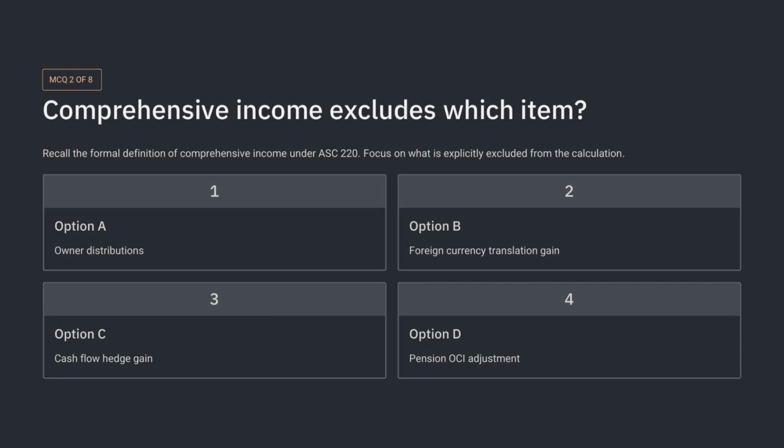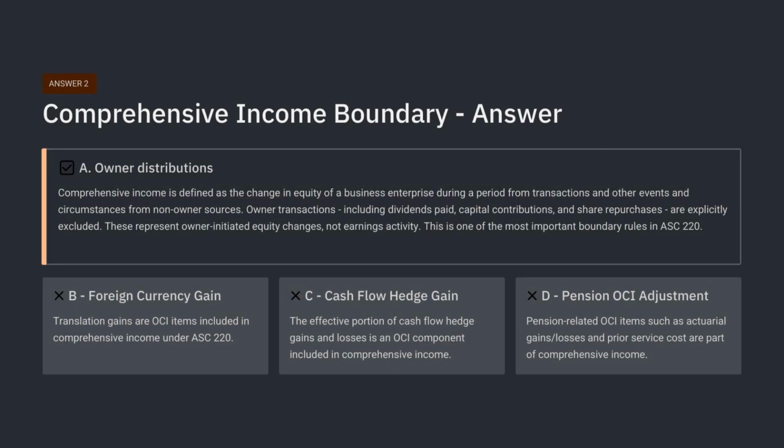Question 2 asks, comprehensive income excludes which item? The options are owner distributions, foreign currency translation gain, cash flow hedge gain, and pension OCI adjustment. This is a boundary question. Do not just ask whether the item changes equity because many items change equity. Ask whether the change comes from owners or from non-owner sources. That one distinction usually unlocks the answer. The correct answer is A, owner distributions.